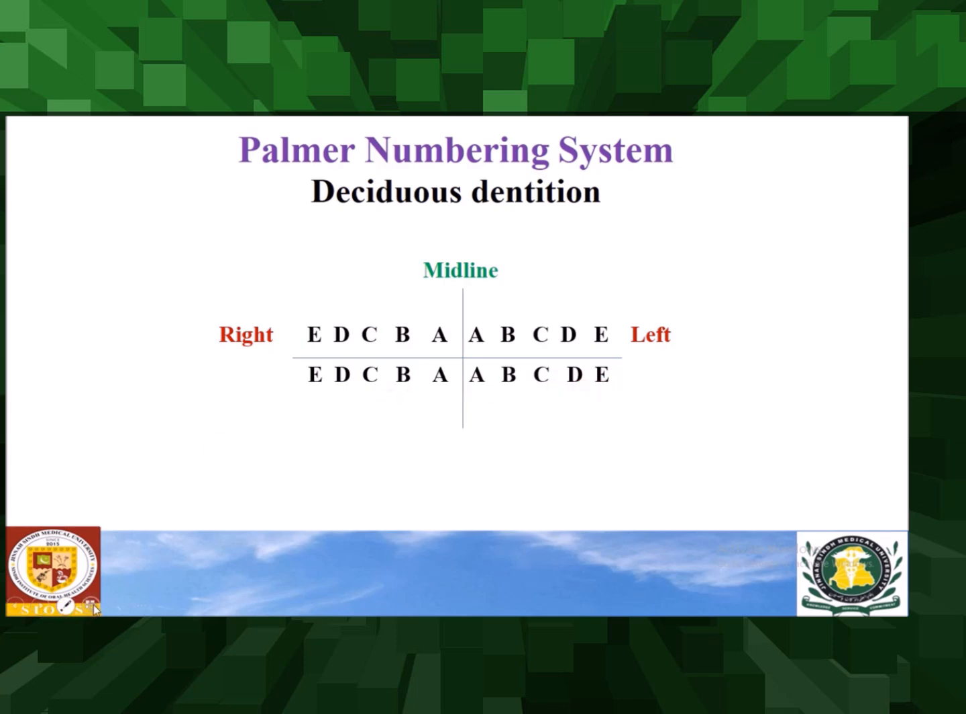So in order to identify an individual tooth, we use these symbols together with the alphabets. This symbol indicates the maxillary right quadrant. The second symbol indicates the maxillary left quadrant. This third symbol indicates the mandibular left quadrant. And this symbol indicates the mandibular right quadrant. Together with these alphabets, we use these symbols in order to represent each individual tooth.